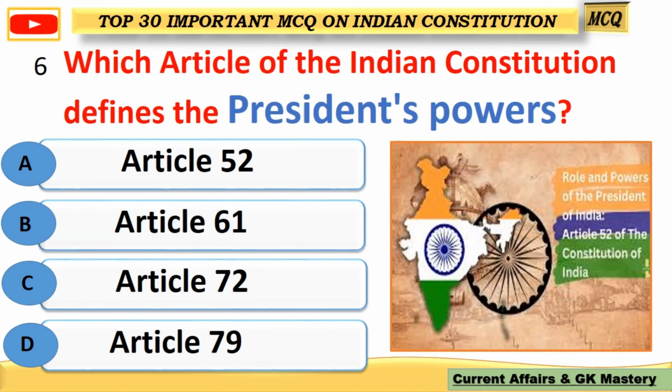Next, which article of the Indian Constitution defines the President's powers? A. Article 52. B. Article 61. C. Article 72. D. Article 79. Correct answer is A. Article 52.